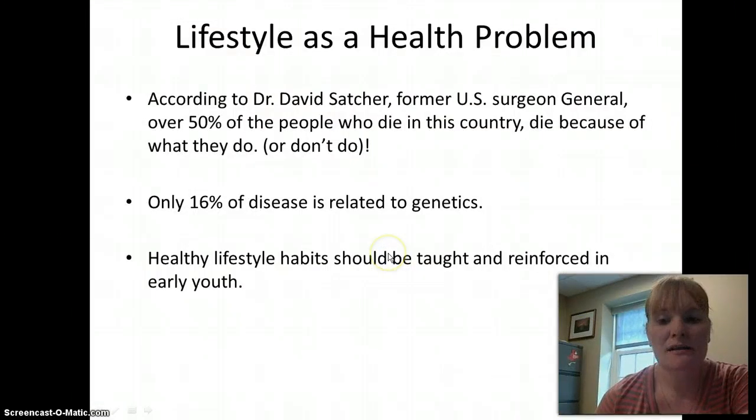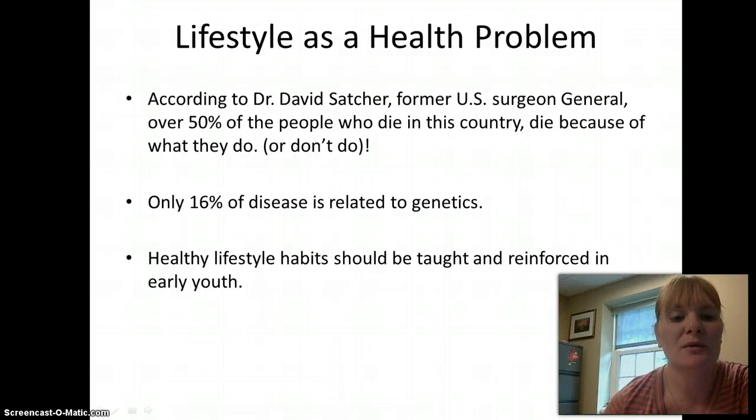So lifestyle as a health problem. According to David Satcher, former U.S. Surgeon General, over 50% of the people who die in this country die because of what they do or don't do. So for example, going back to those charts, do they smoke? Do they drink? Do they have a poor diet? Are they not exercising?